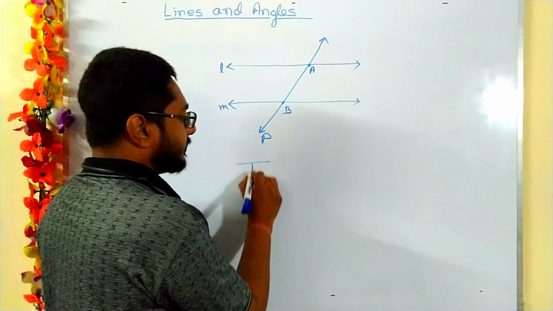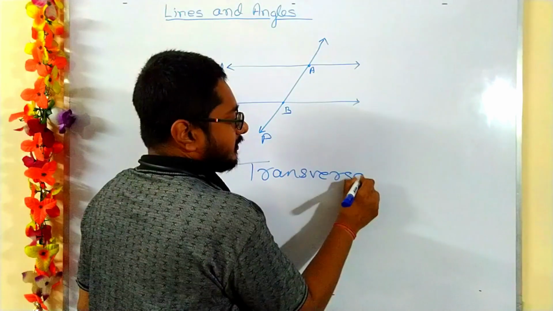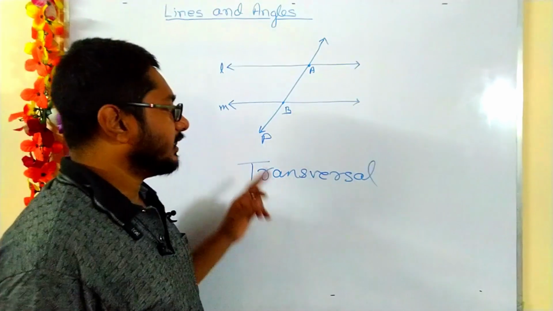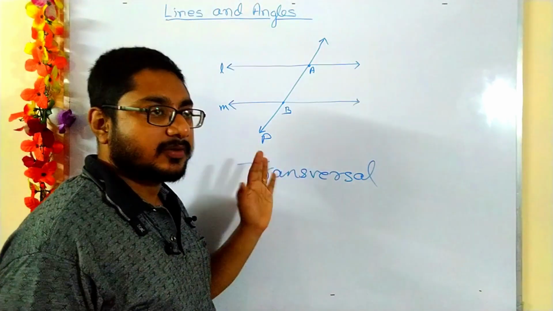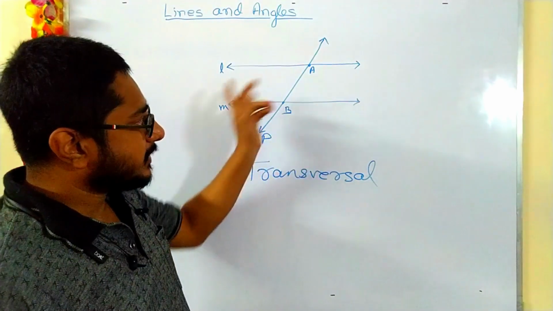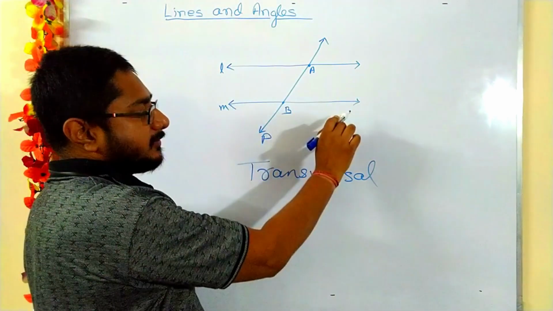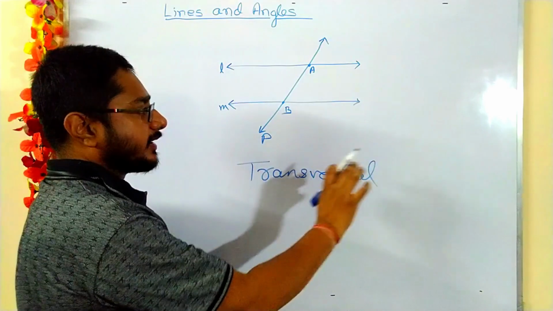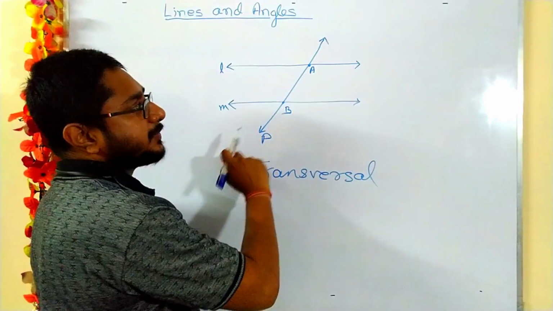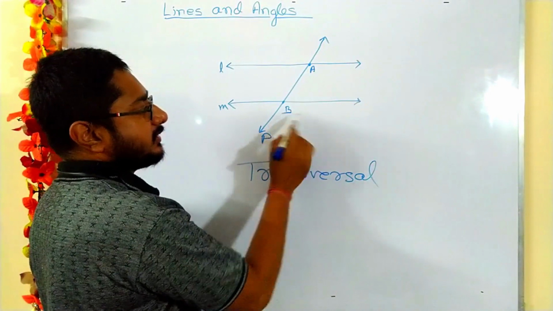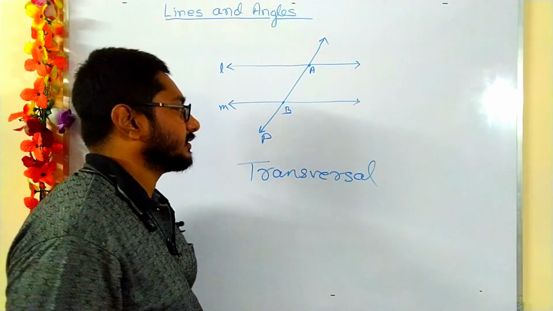Now next topic is transversal. What is a transversal? A line which intersects two or more lines is called a transversal. As per this diagram, line L and line M are the parallel lines, okay, and line P is intersecting these two lines at points A and B. So line P is called a transversal.